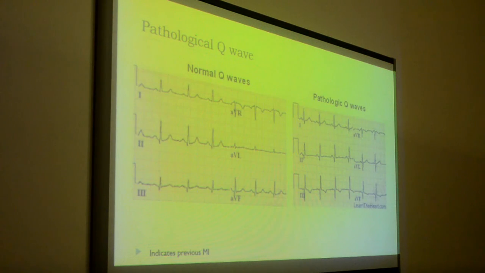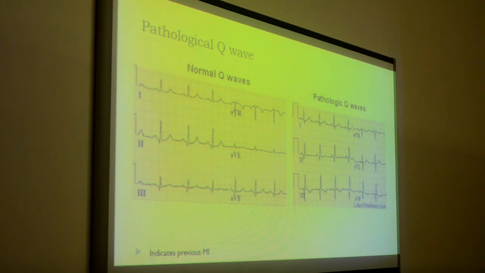Now, there is something called a pathological Q wave. Look at the Q waves here, 2, 3, and AVF. Look at them, they're small. Now compare them to the ones here. Look at the Q waves in 3 and AVF. Look how deep they are. These are pathological Q waves.